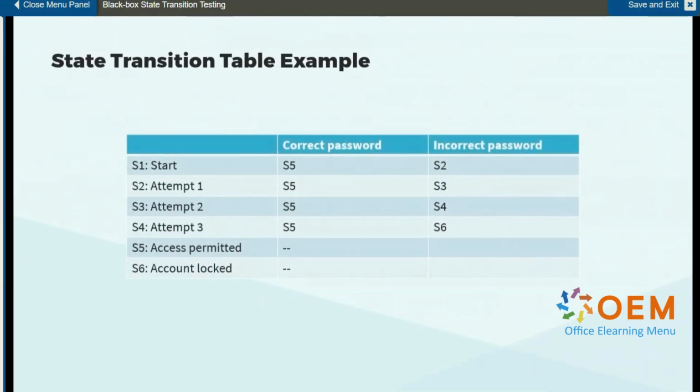Let's see how this might be represented using a state transition table. In the table, when the user enters the correct PIN, the state is transitioned to S5, which is access granted. And if the user enters a wrong password, they are moved to the next state. If they do enter an incorrect password for a 3rd time, they will then reach a transition to the account locked state.